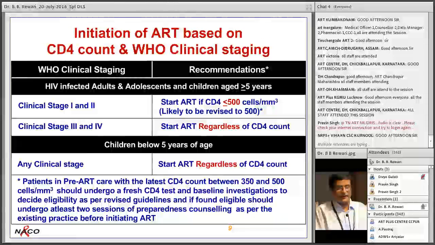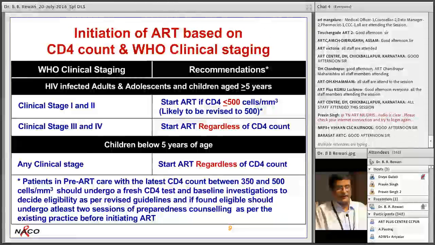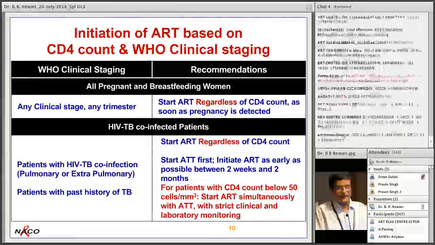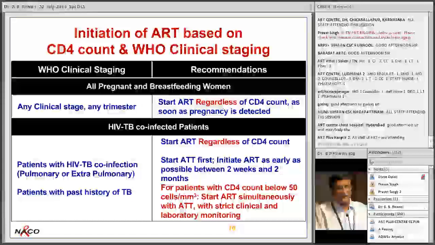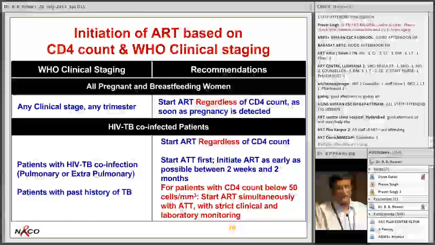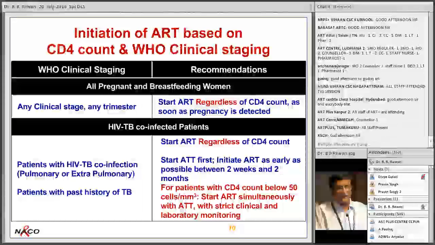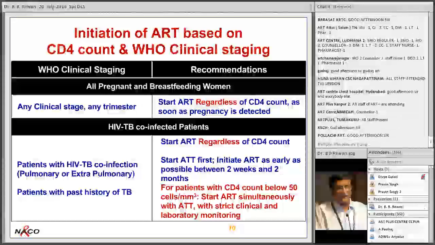But these patients in pre-ART care may be coming to you once in 6 months only. So a reinforcement of the adherence counseling, side effects of the drugs, need for lifelong ART are very crucial for these patients. Again, for all pregnant and breastfeeding women, there is no change. Any clinical stage, trimester, start ART regardless of CD4 count as soon as pregnancy is detected. Just take a sample of CD4 and start. Do not wait for the CD4 count to come.